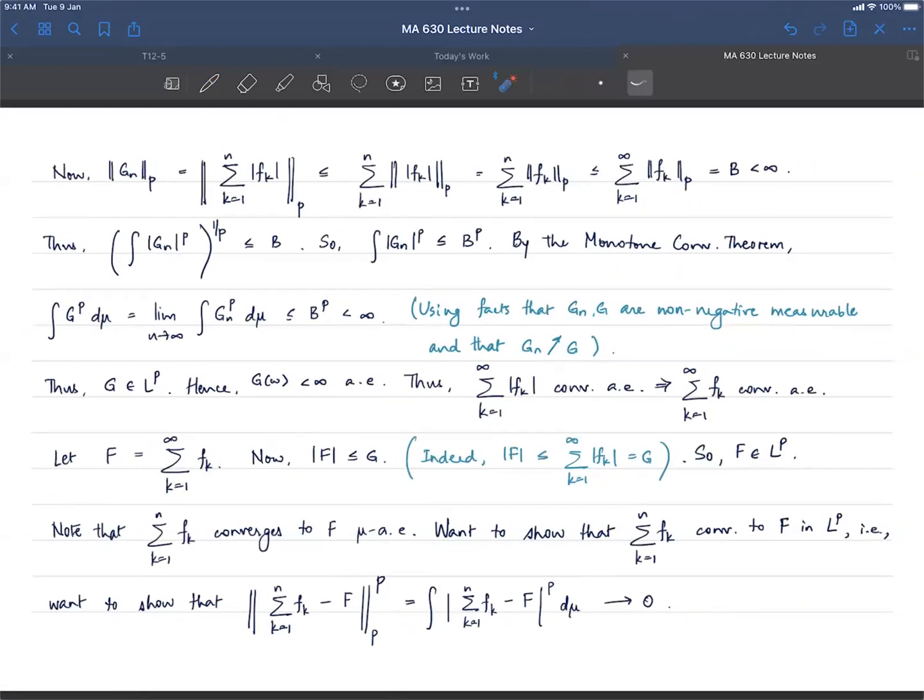All right. So here now, what am I going to do is the following. The p norm of G_n is going to be, well, what is G_n? G_n is sum k going from 1 to n of |f_k|. So the p norm of G_n is the p norm of sum k going from 1 to n of |f_k|. This is less than or equal to sum k going from 1 to n of the p norm of |f_k|. Why is this true?